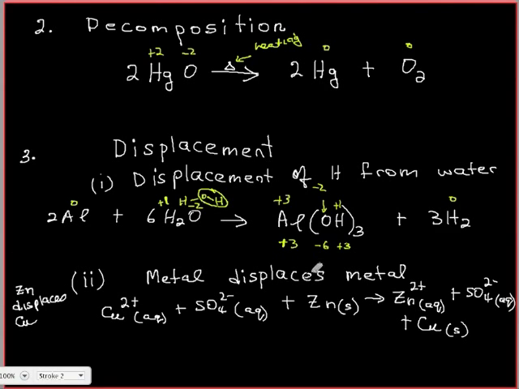The metal can also displace metal. Here is an example where zinc metal is displacing copper. So the oxidation number for zinc in elemental form is 0. You can immediately see that zinc was oxidized and copper went from +2 to 0. So copper is reduced.